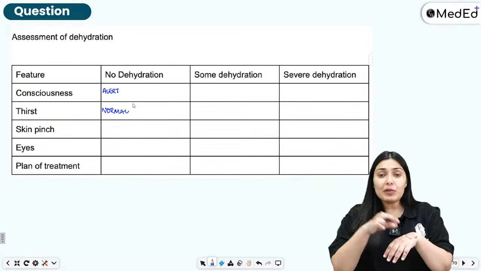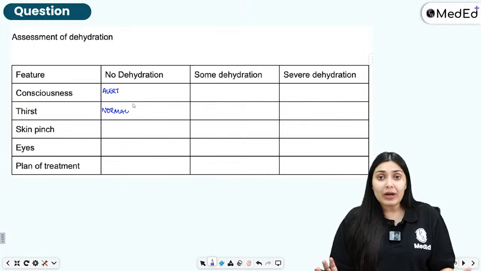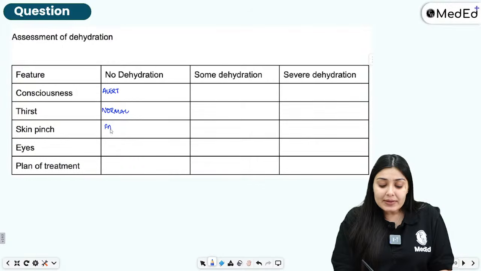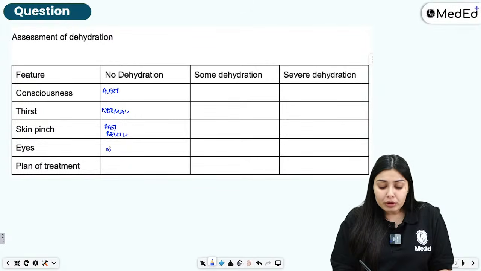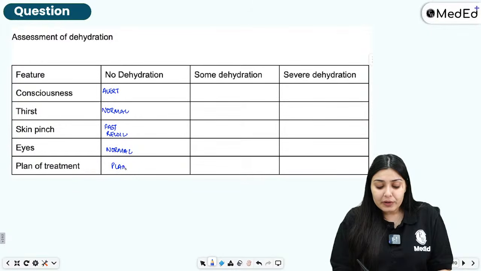If you do a skin pinch, it will go back rapidly, right? So there will be fast recoil. If you look at the eyes, they will look normal to you. Here we give plan A of the treatment.